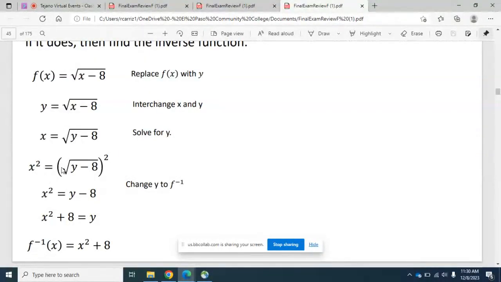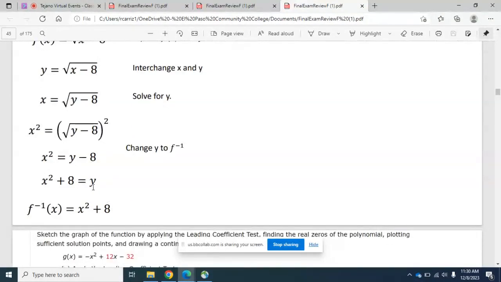So I have x squared is equal to the square root of y minus 8. We know that when we take the square root of a square, we get an exponent of 1. I know that some of you like to say that it cancels, but it really just becomes an exponent of 1, which gives us x squared is equal to y minus 8. Then I'm going to add 8 on both sides. Now I have my equation: y is equal to x squared plus 8.